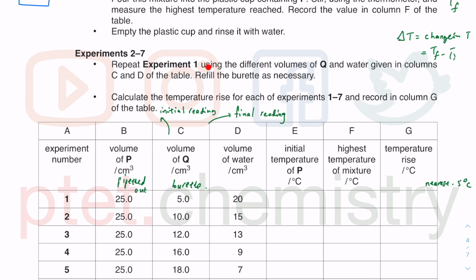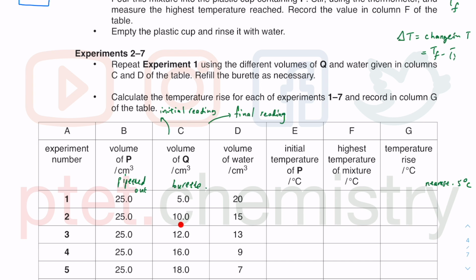You repeat this experiment following the volume of Q, and you have to top it up to 25 cm3 in the measuring cylinder as well. That one is easily done. Just make sure you use a drop-in pipette when you're close to the 25 cm3 mark, because you add drop by drop towards the end.